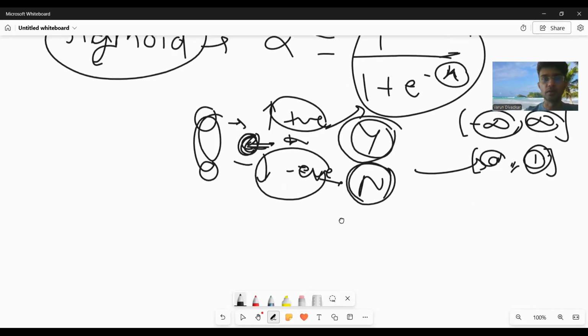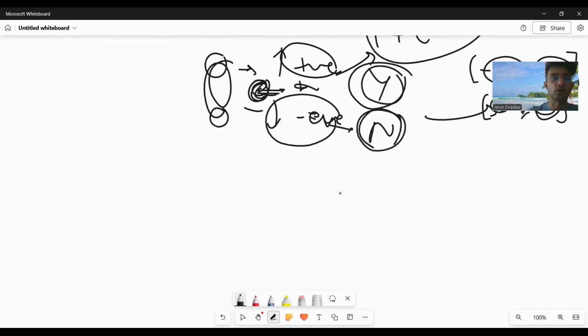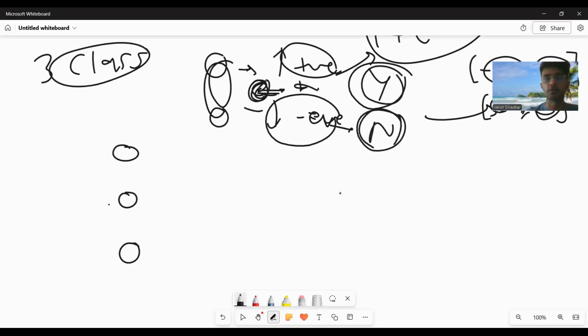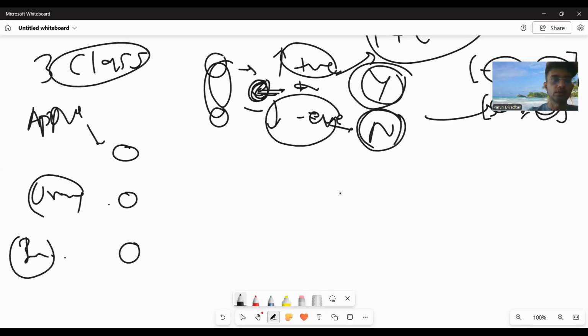Now, suppose you have multiple nodes at the output, like 1, 2, 3. Suppose you have a three-class classification problem, and let's say you want to classify a certain fruit as apple, orange, or banana. Now you won't get a direct output saying whether it's an apple, orange, or banana, but you'll get three different outputs. Based on which of these nodes gives you a higher proportion, you're going to classify it into that particular class.